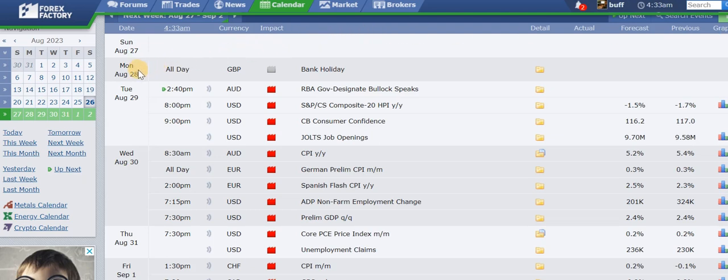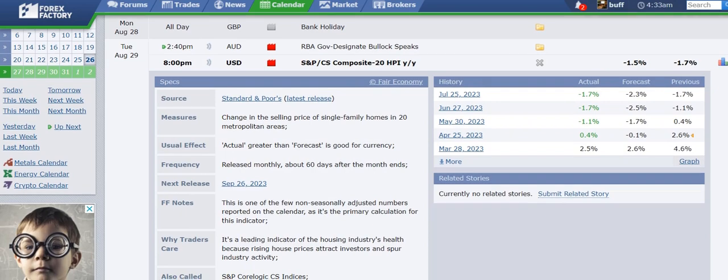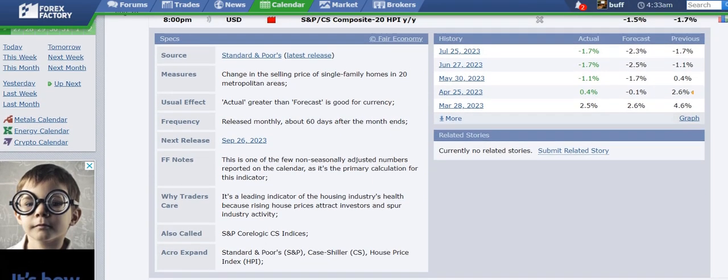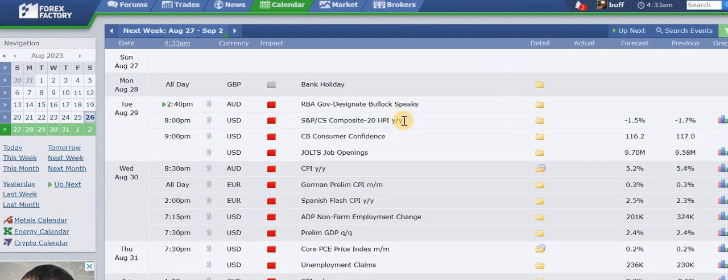So having a look ahead, Monday, just a holiday in the UK. Not sure what that's for. Tuesday, just some talking heads out of Aussie, US S&P CS Composite, no idea what it is, CB consumer confidence, job openings. If you want to know what any of these are, all you do is click on this little yellow box here and it opens up an information box that shows you what it is and how it affects the markets. Not something I read that often, but if you're curious, that's where the information is.